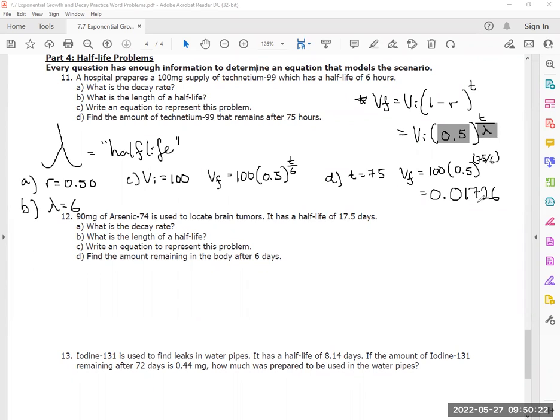So this is milligrams already, so it's already a very, very small amount. So how about I just do 17, that's 10 to the minus 3, that's milligrams. So that's basically micrograms, 17 micrograms.